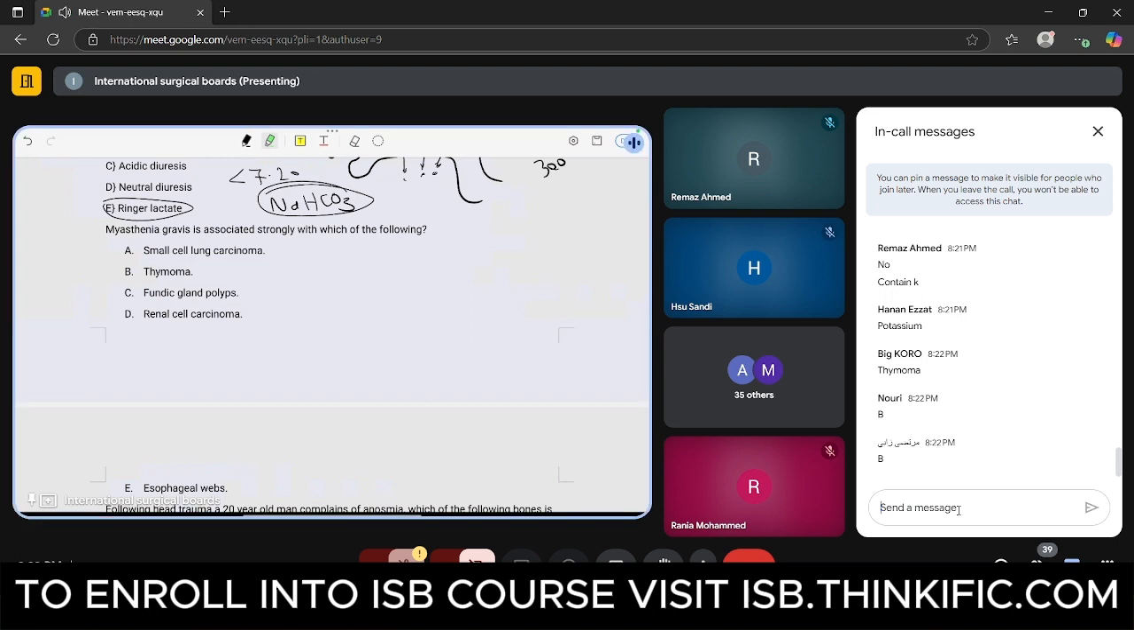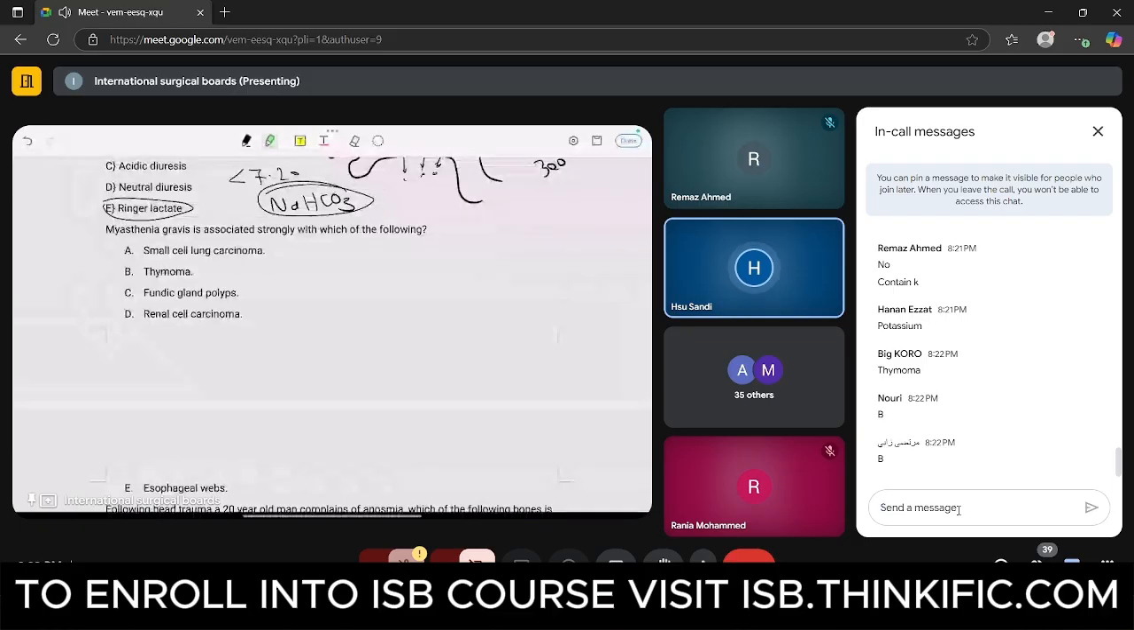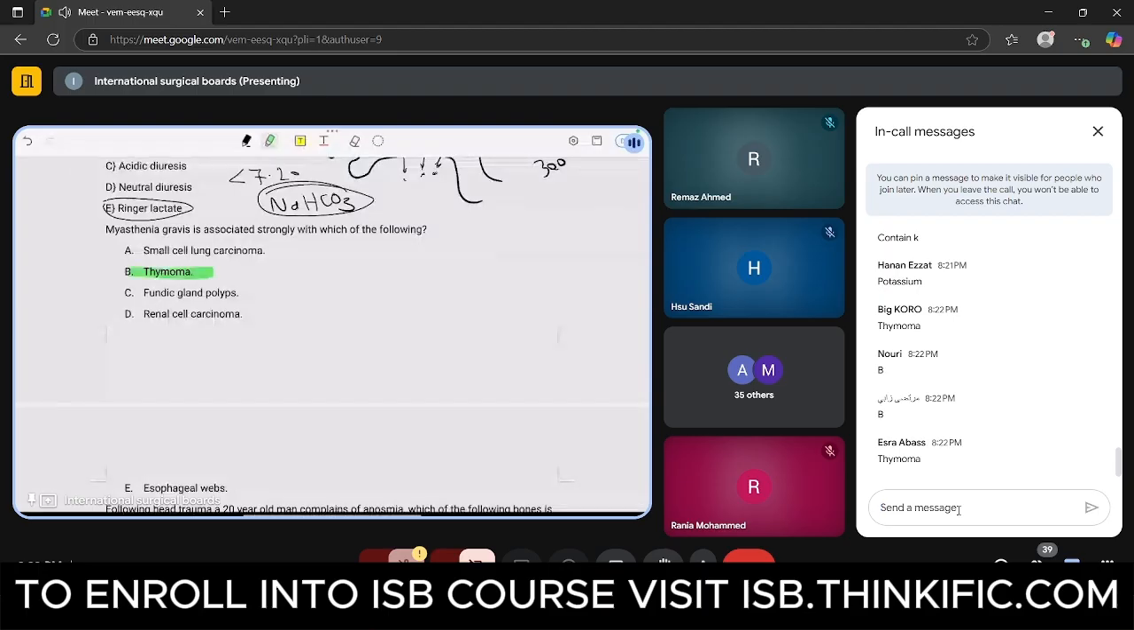Okay, so what's your opinion, Dr. Sandy? I just remember the answer, I don't know exactly about the condition. The answer was thymoma. Yes, thymoma is associated with myasthenia gravis. Sometimes, not always, when you do thymectomy, it can improve, even when there is no thymoma in the thymus.